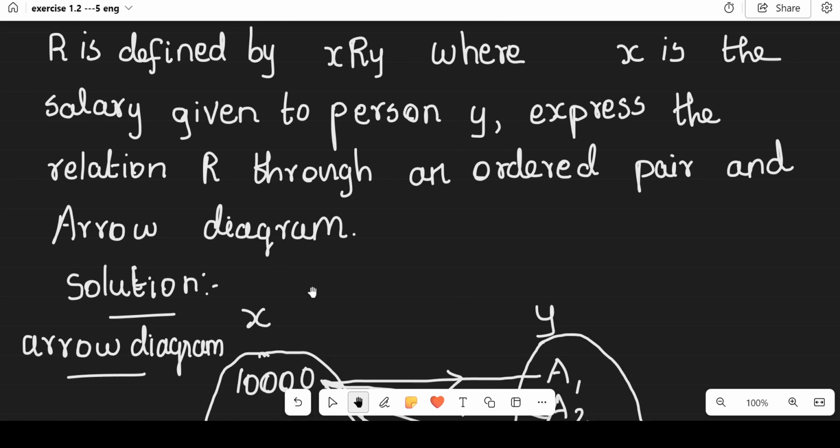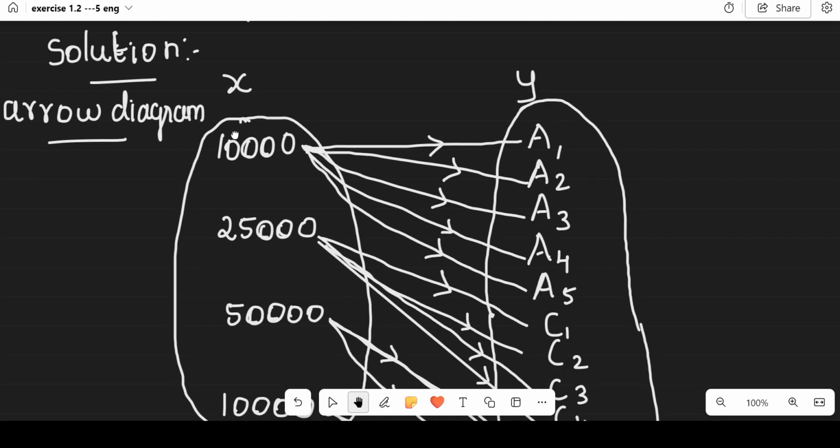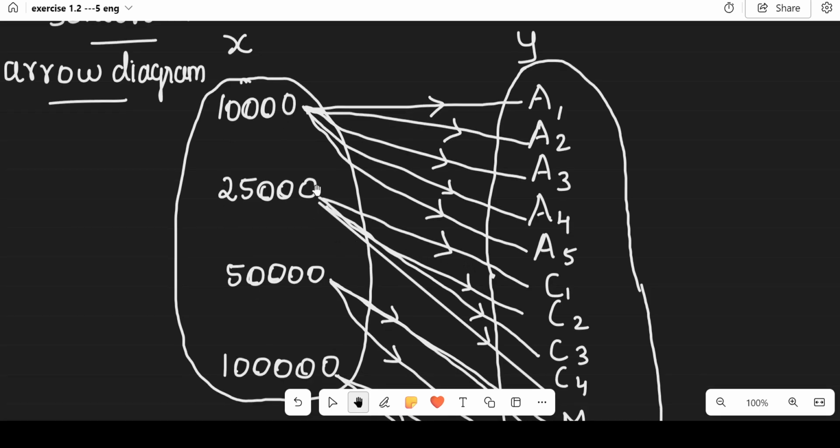First we can see the arrow diagram in the solution. Okay, here we have two sets. As I said earlier, one is X and one is Y. X is the salary that is given. Y is the person that is also given. You have to read the question properly. The question seems big in size, but the answer is very simple. If you understand this question, you can solve the problem easily.